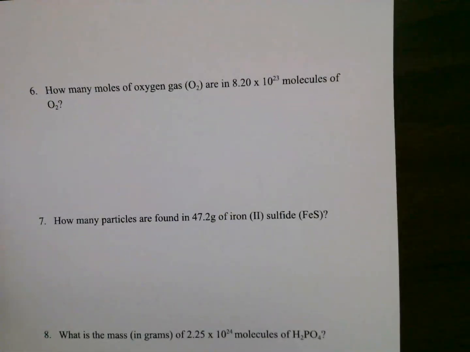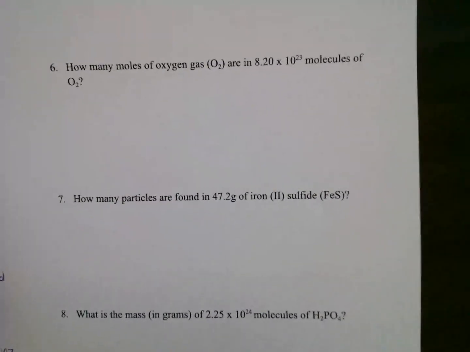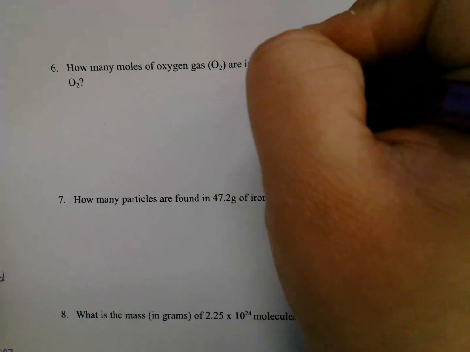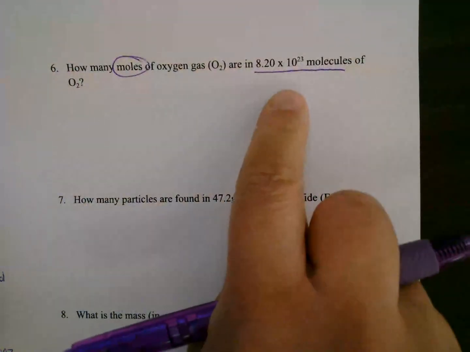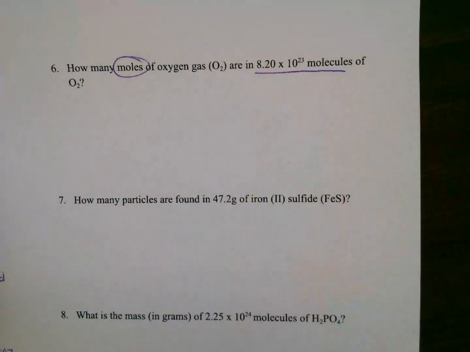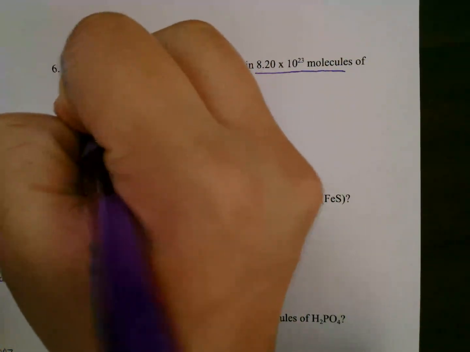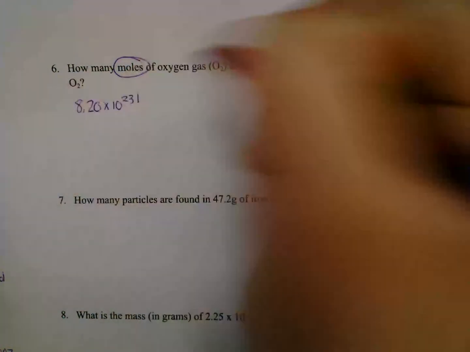Let's move on to number 6. How many moles of oxygen gas, O2, are in 8.20 times 10 to the 23 molecules? This time I'm starting with an amount of molecules and I'm trying to look for moles. So I don't need mass at all in this problem. That's 8.20 times 10 to the 23rd. And those are my molecules.